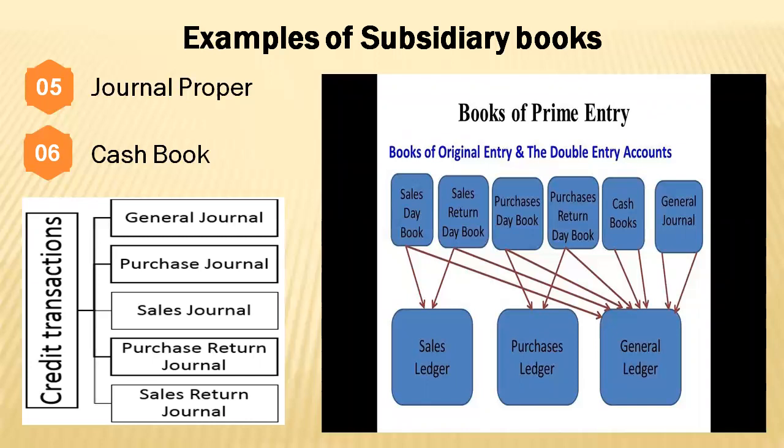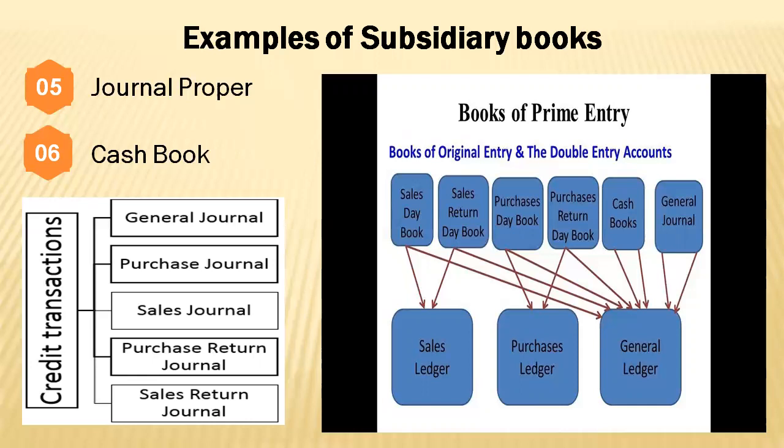Of course, any transaction that cannot be recorded conveniently in any of the other journals will be transferred to the general journal or the journal proper. Then the last one is the cash book. The cash book only deals with cash transactions. That's to say, any transaction that is not occurring in cash would not go into the cash book.